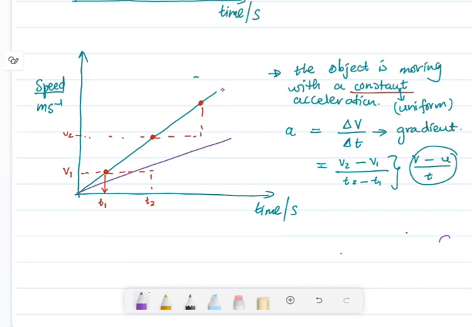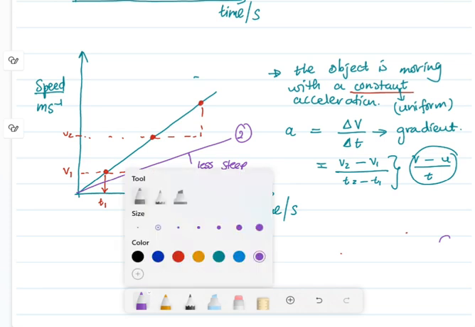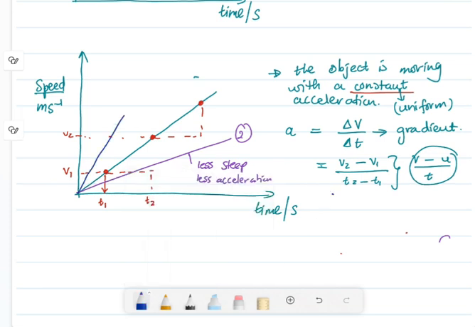If I'm to compare, maybe I call this line number 2. This one is less steep, meaning that we have less acceleration compared to the first one. If I would have another line up there like this, then this one is more steep with the greatest gradient. So it has the greatest acceleration. If I'm to compare, this is line number 3 probably, greatest acceleration. But all these accelerations are just constant.